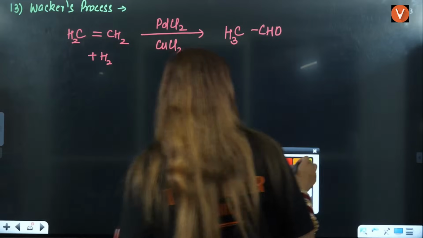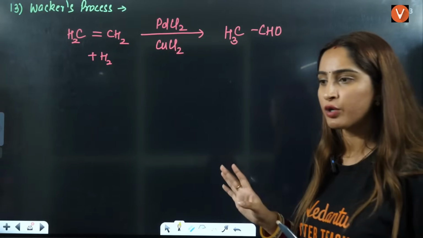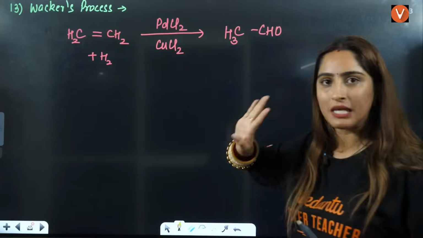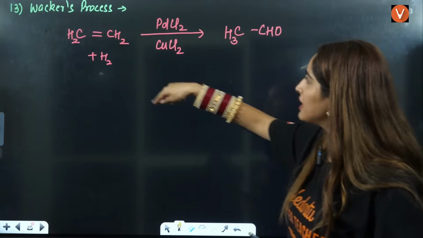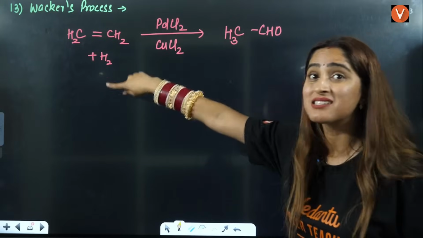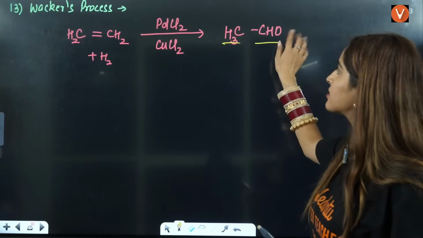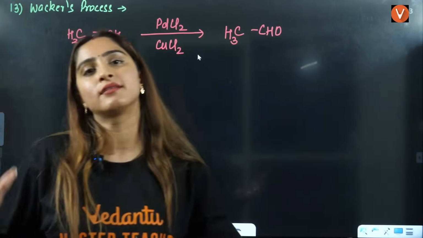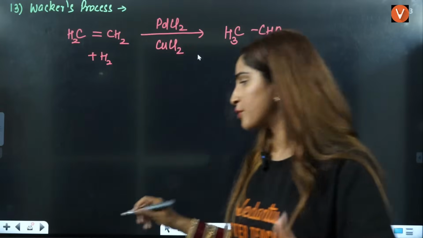Next is Wacker's process. In Wacker's process, what are you going to do? So this is your alkene. Add PdCl2 and CuCl2, right? These are the reagents. Now this alkene is directly converted to CH3CHO. So if you have to convert alkene directly to aldehyde, this is the process, that is Wacker's process.